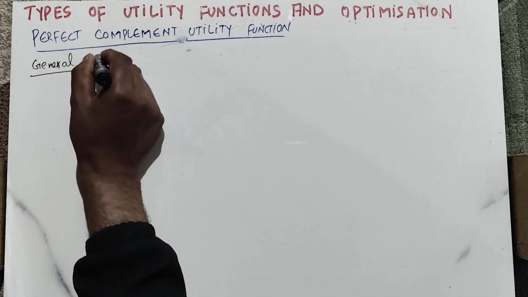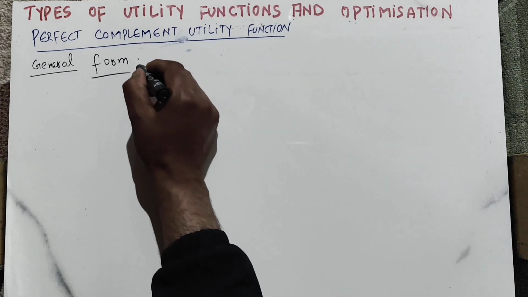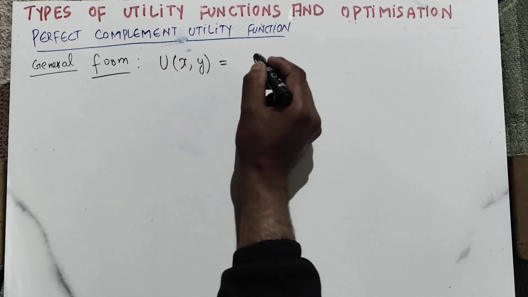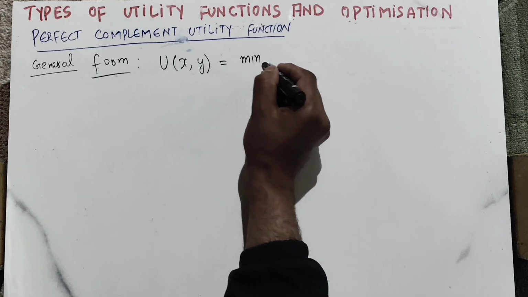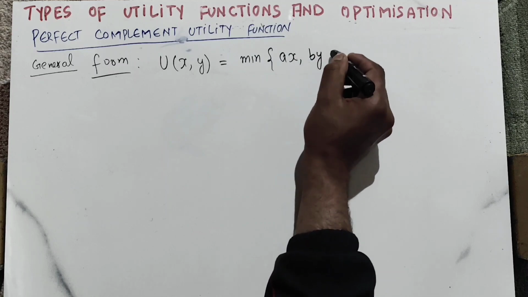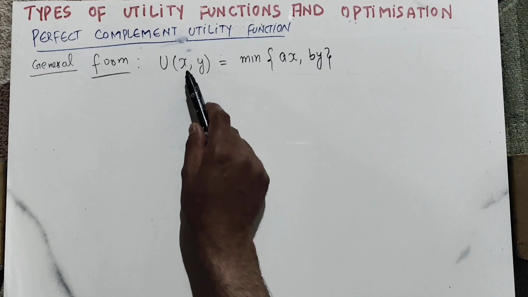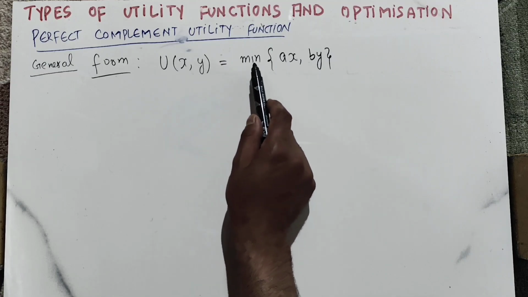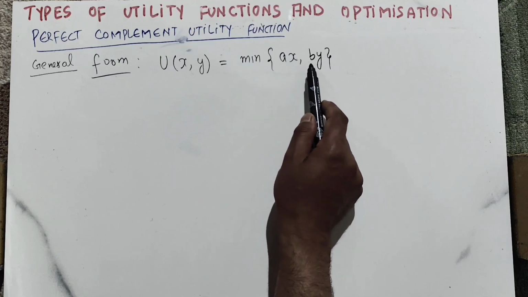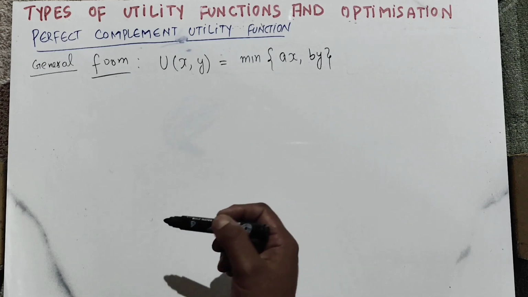The general form for this kind of utility function is, let us suppose, the utility derived from good x and y is equal to the minimum of ax, by. This is the general form. So utility derived from good x and y is equal to the minimum of whatever is in the parenthesis, that is a times x comma b times y. x and y denote the goods, a and b are the constants here.